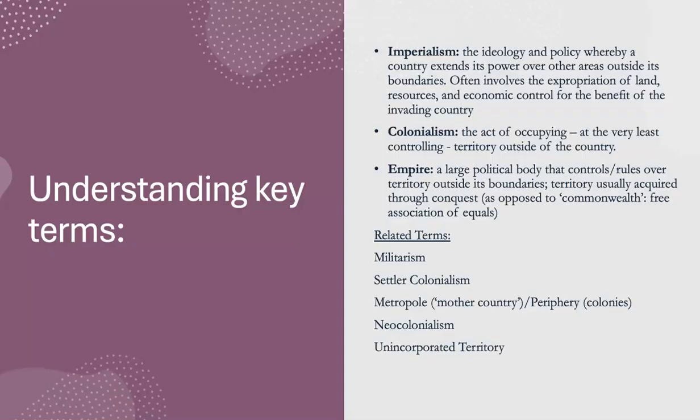So this brings us to the definition of empire, and as stated, it's a large political body that controls, or at least rules over, territory outside its boundaries. And this territory is usually acquired through a form of conquest, often by war. Okay, not always by war, but many times in history, it's been through military conquest. By the way, this is opposed to this notion of commonwealth, as stated in the slide. And commonwealth assumes a free association among, at least in theory, equal countries, right? Think, for example, of the United Kingdom. It involves also Scotland and Wales and so forth. This is the term commonwealth, as opposed to empire.